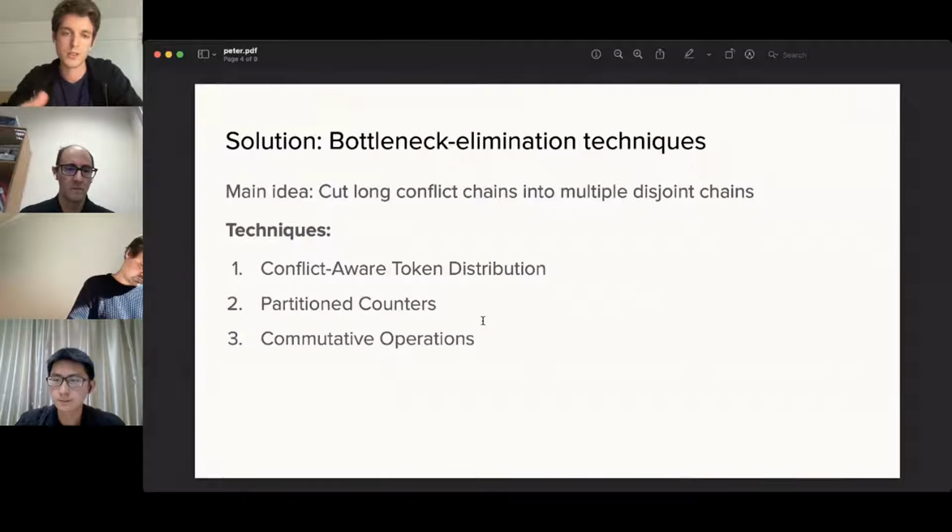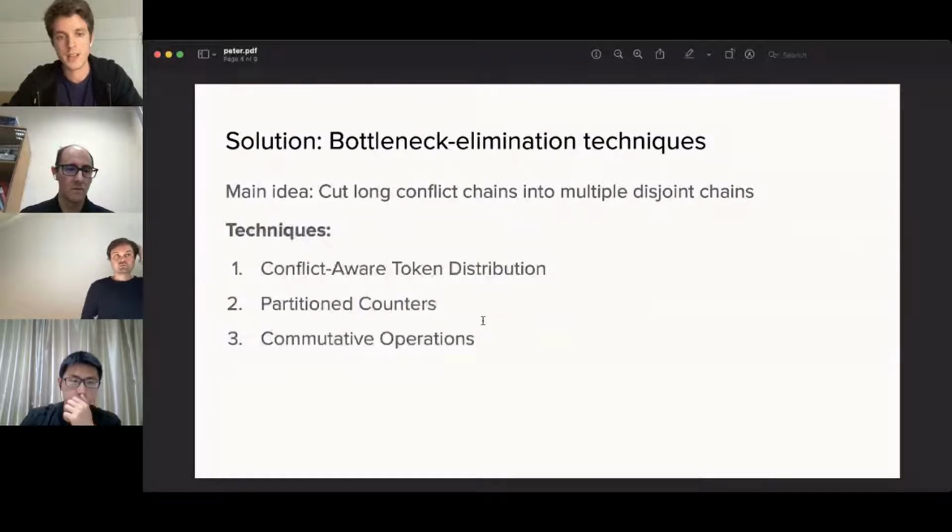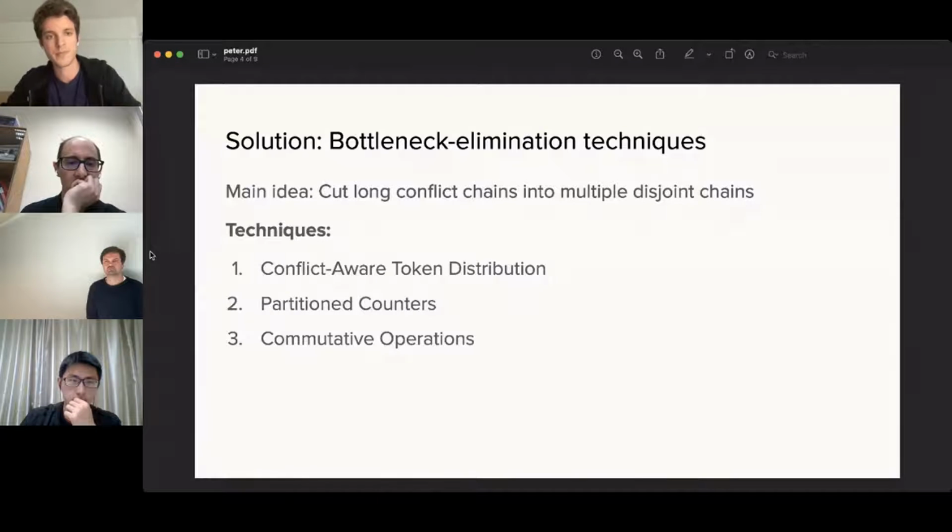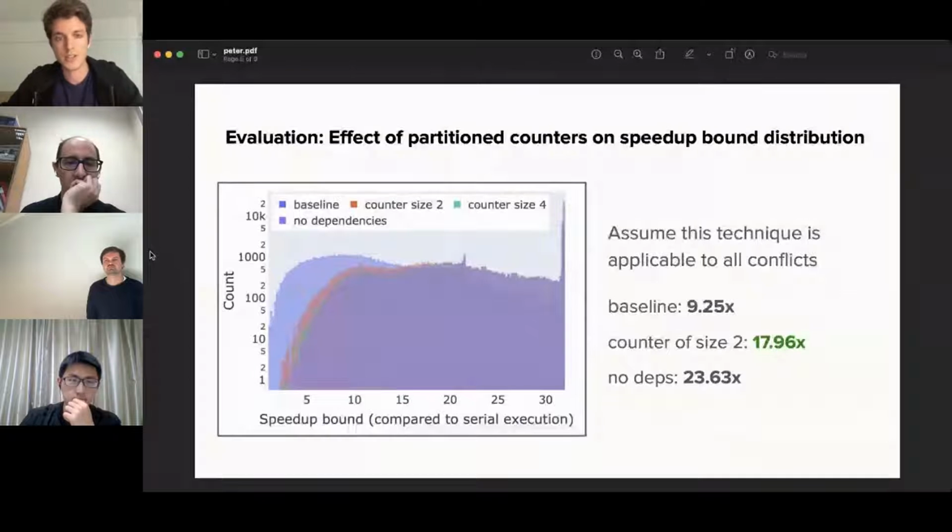And finally, we also point out that many operations are semantically commutative, but this cannot be expressed in the Ethereum virtual machine. So commutative transactions like counter increments will still conflict. We propose to introduce some new instructions to the virtual machine to express this commutativity and allow such transactions to be concurrently executed. Our evaluations suggest that, assuming these techniques can be applied to a majority of conflicts, they drastically increase the parallelizability of the transaction dataset.